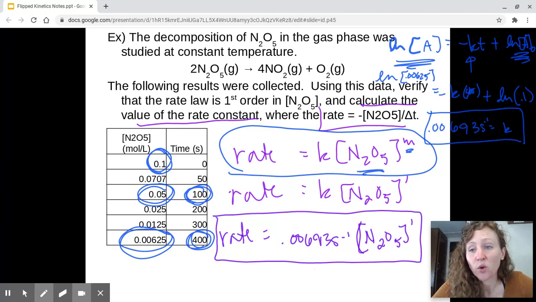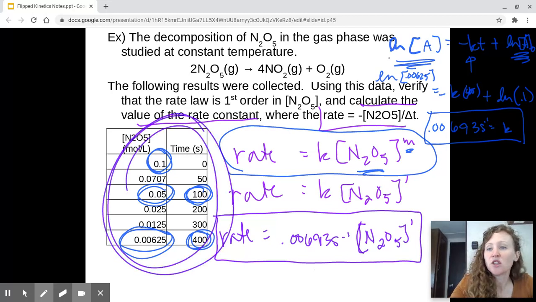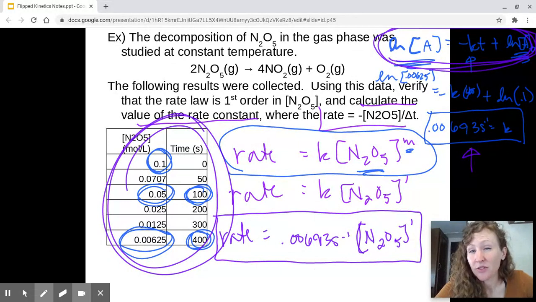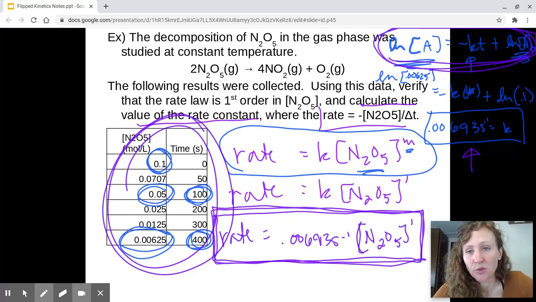Once we figure out that it's first order, then we can plug some of our data in to our integrated rate law for first order to calculate out a K. And then we have to figure out what the units of K are, and we can finally write a differentiated rate law that is completed for this reaction. Okay, so now that we've seen the method once, we will practice that together in class. What I want to go back and do now, we've talked through first order, let's talk through zero order and second order.